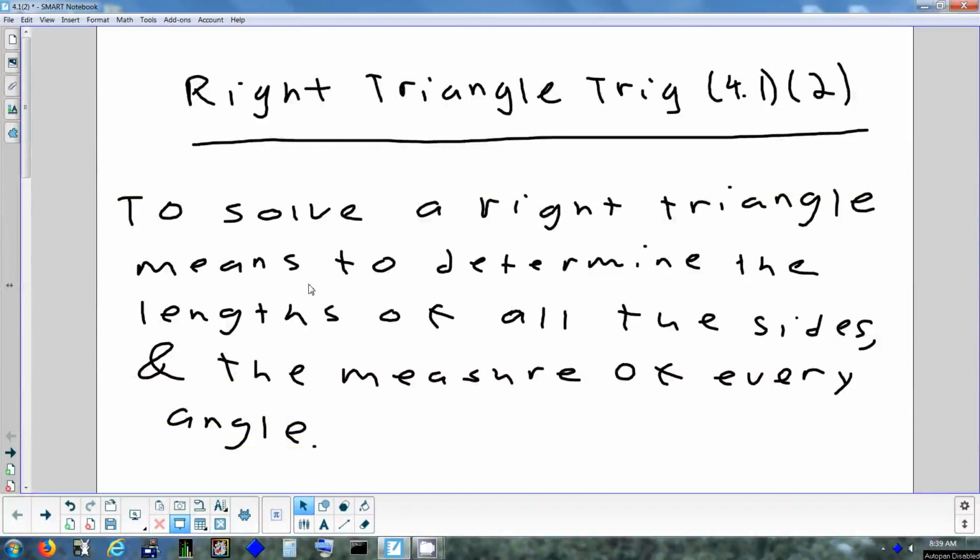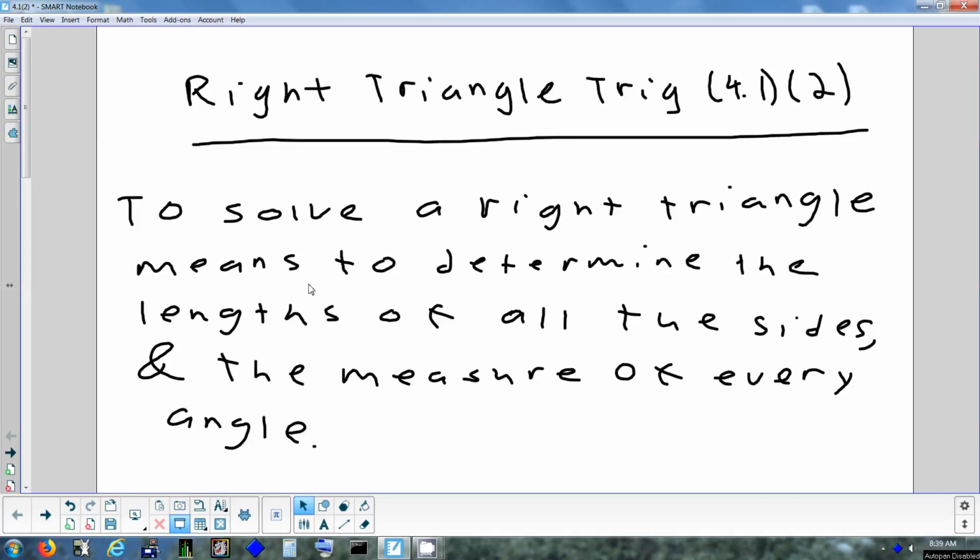Okay, so to solve a triangle means to do what I just said. How long are all the sides? What is the measure of every angle? So there's 6 things. 3 sides, 3 angles. Okay. In order to find those things, they have to give you some information to start with. In fact, they have to give you at least 3 pieces of information.